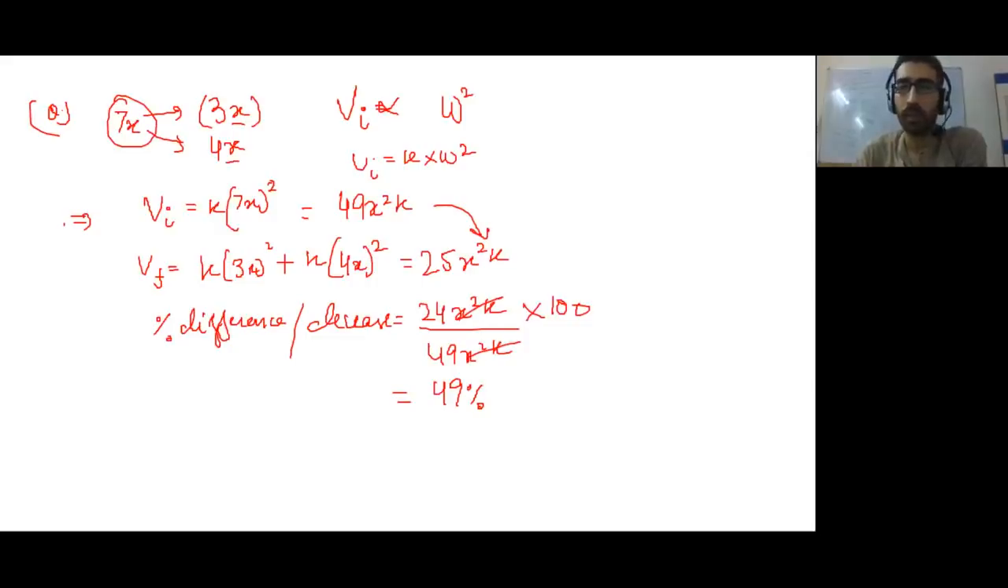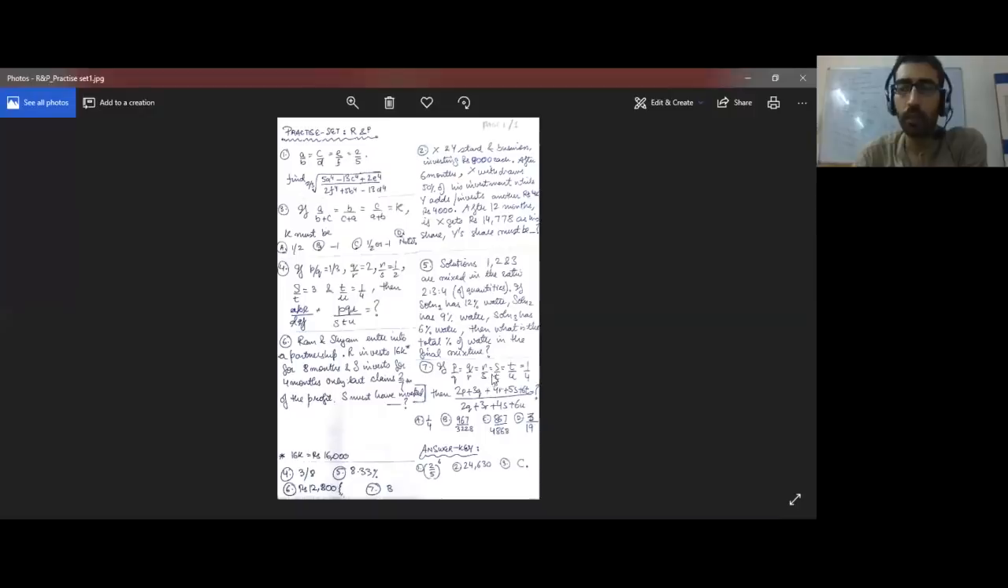So I hope that answers or solves the query of whoever had a problem with this question. And now let's go back to this sheet. Which question did you have a problem with? Were you able to solve question number 1? Were you able to solve question 1?